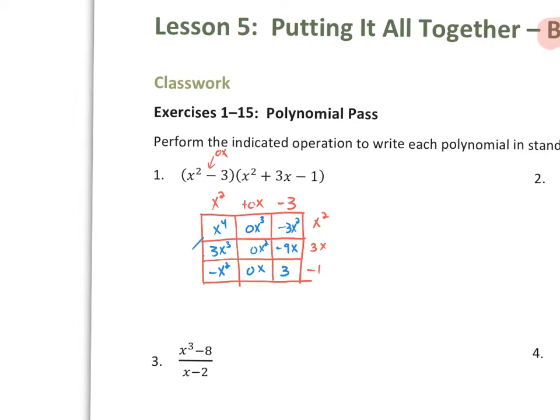And my diagonals end up lining up in this particular problem, so I end up with x to the 4th, 3 plus 0 is 3, so plus 3x to the 3rd, negative x squared minus 3x squared is negative 4x squared, 0 and negative 9, negative 9x, and then plus 3. So for number 1, this would be my answer.